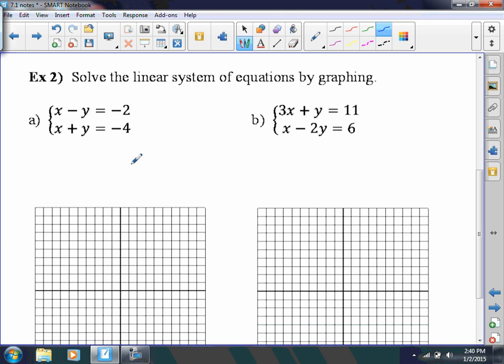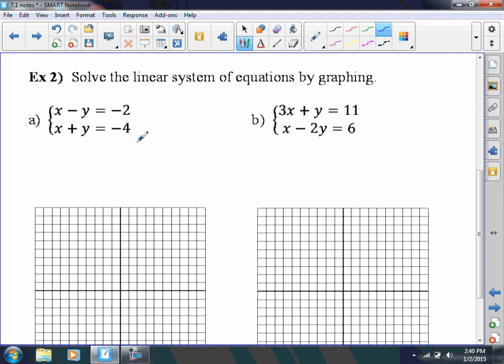For this one, when we go through our steps, we are going to have to solve both of these equations for y first. And this is why we spent a whole chapter practicing solving an equation for y, and a whole other chapter graphing, because you need those two skills in order to do this system of equations.